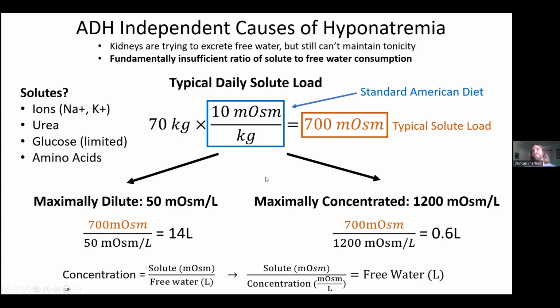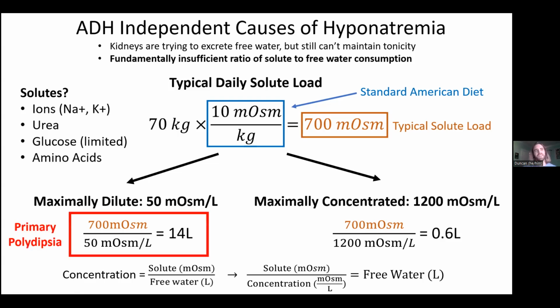Now, primary polydipsia is where someone, for whatever reason, and oftentimes there can be an underlying psych illness, is really convinced that they have to drink a lot of water to accomplish something. If you go over 14 liters of free water in a day, despite your kidneys trying their very, very best and peeing off as much dilute urine as they can, you can still create hypotonicity. And the other thing is that this can happen more acutely. 14 liters is over the course of a day, when the kidneys have a chance to excrete free water.